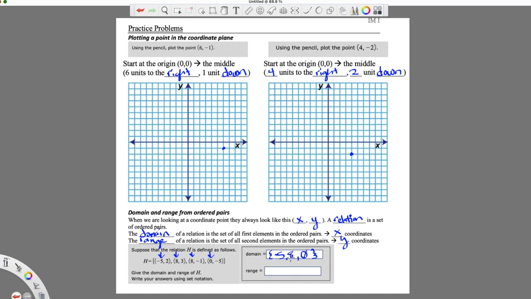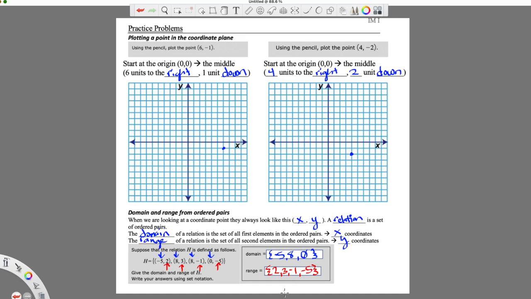All right, so for range, and here, I'll change my color here. We're just going to look at the y's for each one. So here's 2, 3, negative 1, negative 5. So there are no duplicates there. I do have to list all four. So I have 2, 3, negative 1, and negative 5.